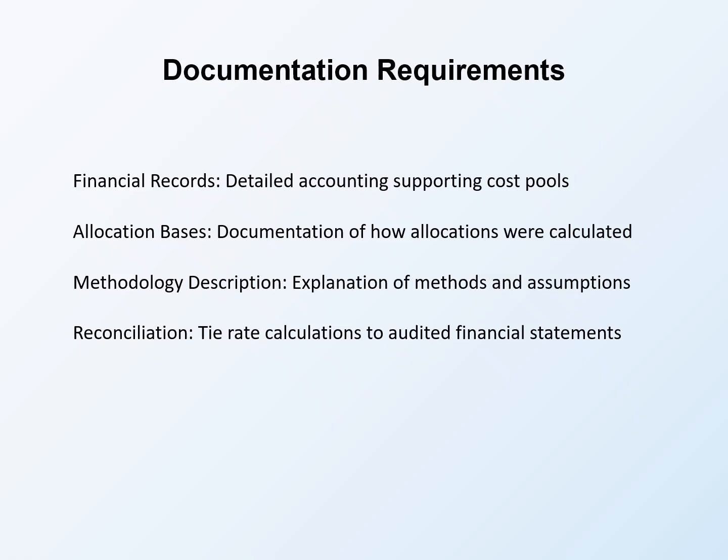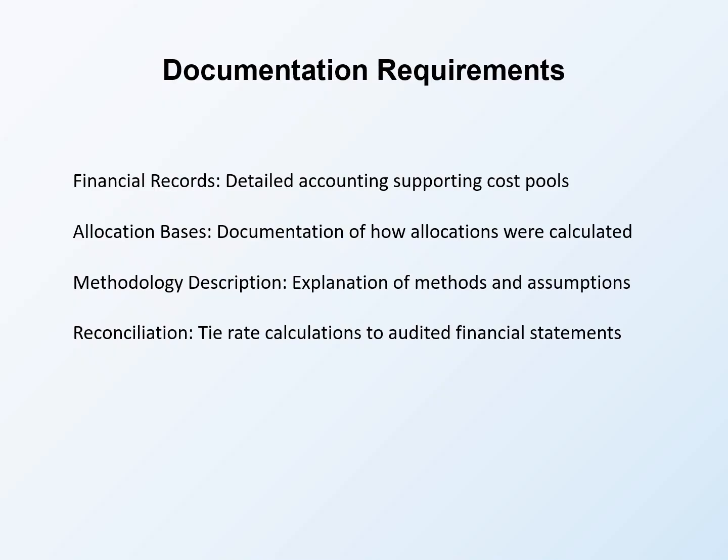Indirect cost rate proposals require extensive documentation to support the proposed rates. This documentation enables cognizant agency review and protects the organization during audits. Financial records must provide detailed accounting supporting each cost pool. Every dollar included in indirect cost pools should be traceable to specific financial transactions. General ledger accounts, subsidiary records, and transaction documentation should support the aggregated totals in your cost study.